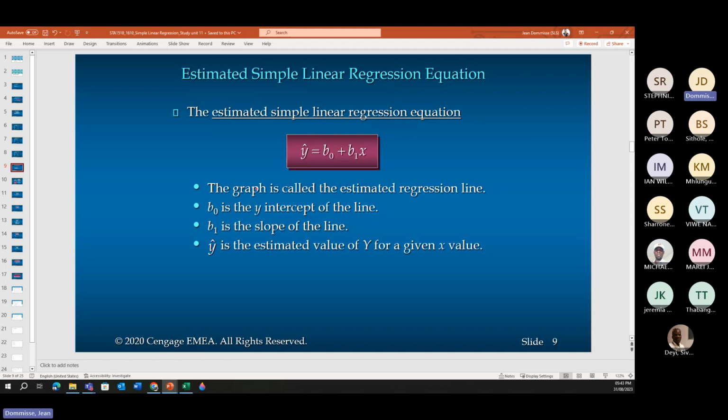Okay, so we then get to what we call an estimated simple linear regression. Again, very similar to the previous line. That is our estimated value. The b0 is your y-intercept. b1 is your slope.